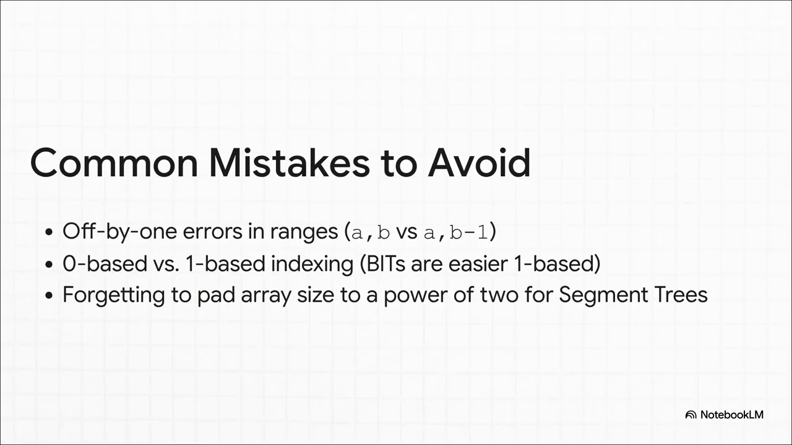And of course, we've got to talk about the classic mistakes. These are the little things that can absolutely trip you up in an interview, even if your logic is perfect. Off-by-1 errors in your ranges, getting confused between 0-based and 1-based indexing. Pro tip, binary index trees are way easier to code if you use 1-based indexing. These little details are what separate a good answer from a perfect one.